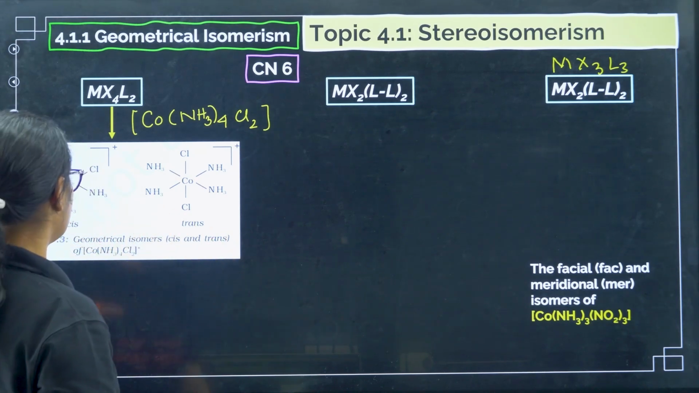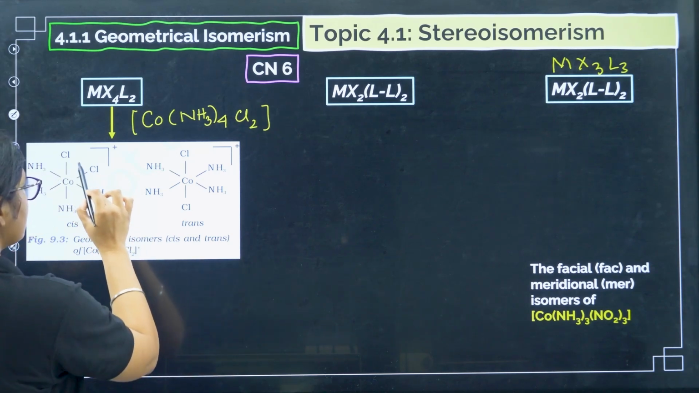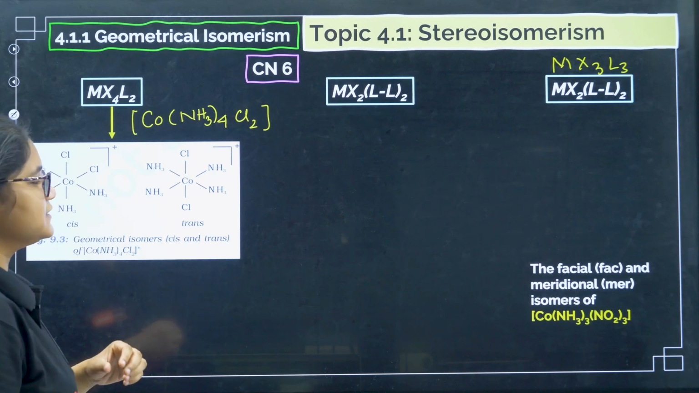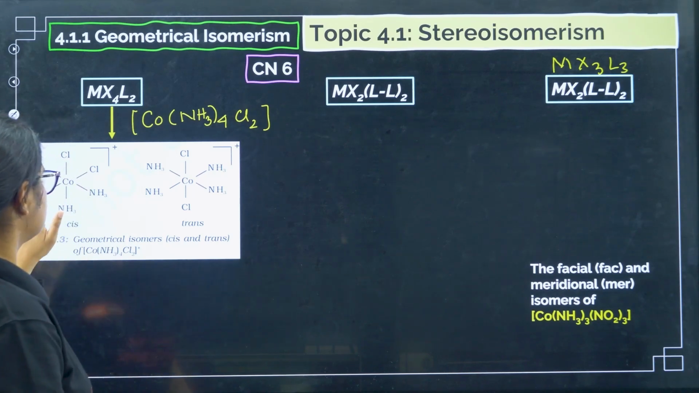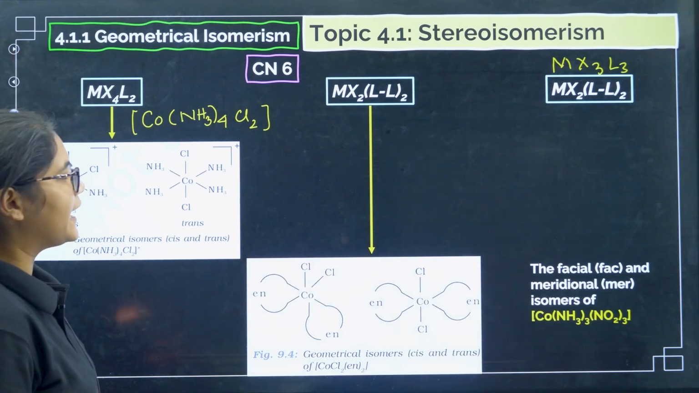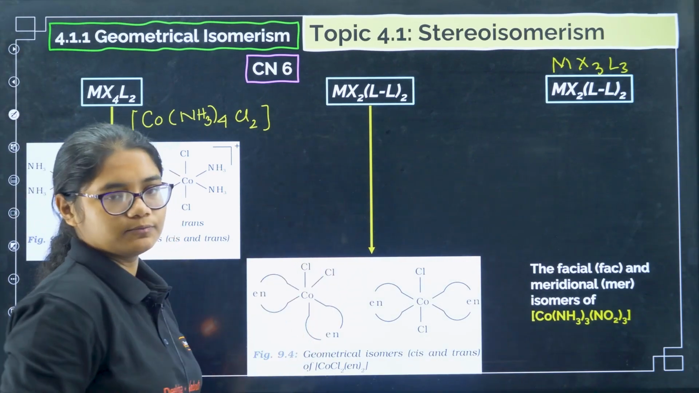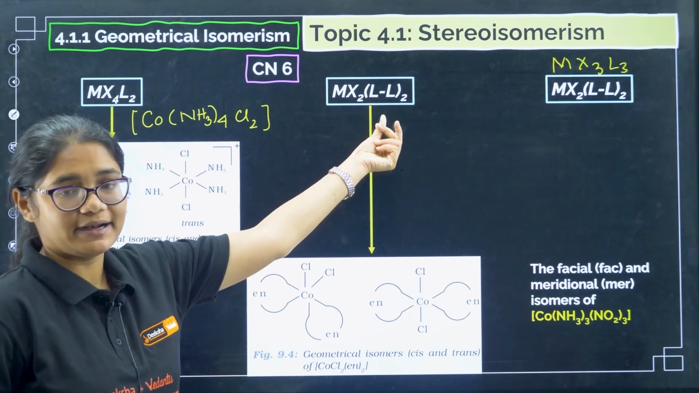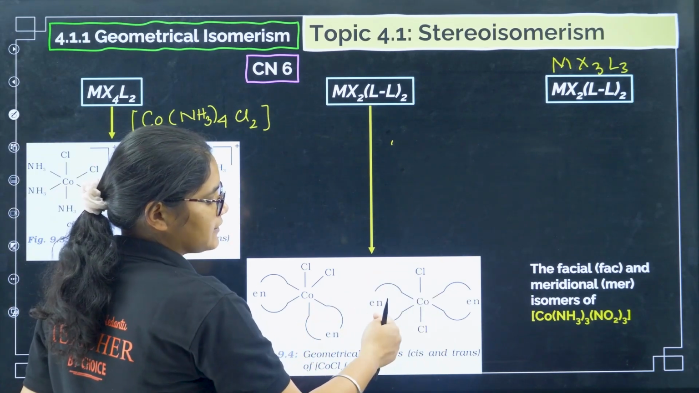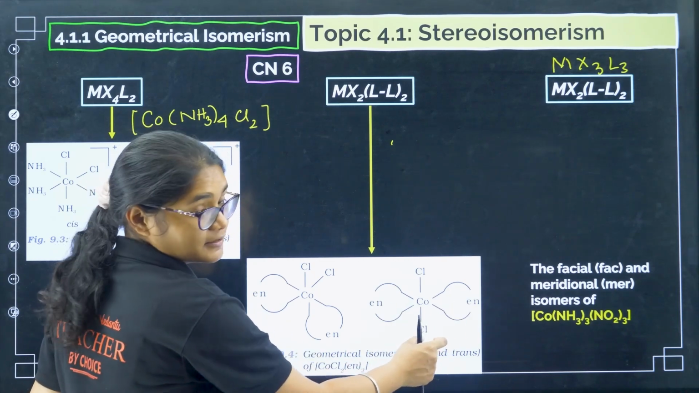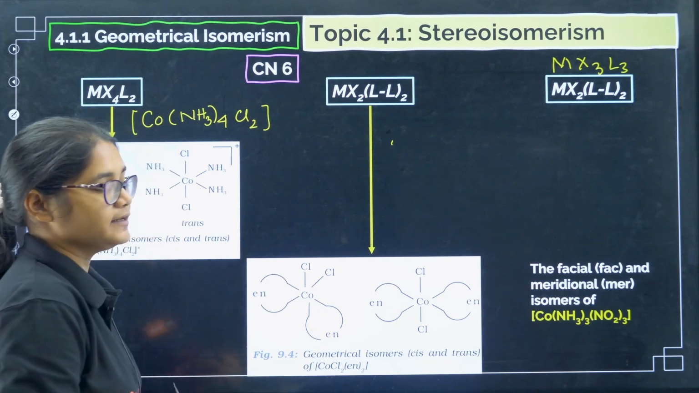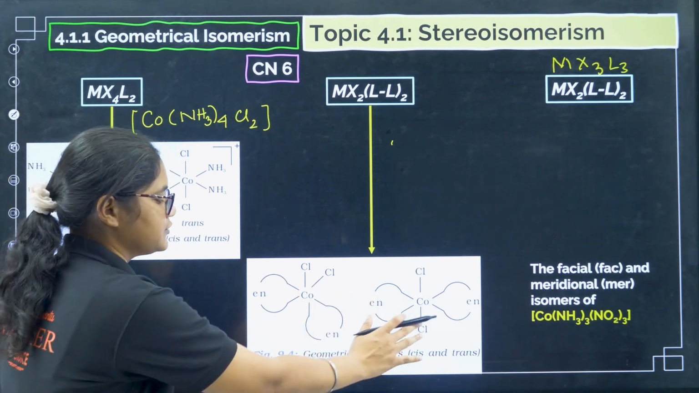Now if the chlorines are adjacent to each other and the NH3 are adjacent to each other, then we call it a cis geometry. Okay. So this is your cis and this is your trans. Now here if you see MX2L2, this is your bidentate ligand, or you can say didentate ligand. If the chlorines are on the opposite side and the en are on the opposite side, this is your trans form. And here you can see the chlorines are adjacent, en are adjacent, then it is your cis form, and this is your trans form.